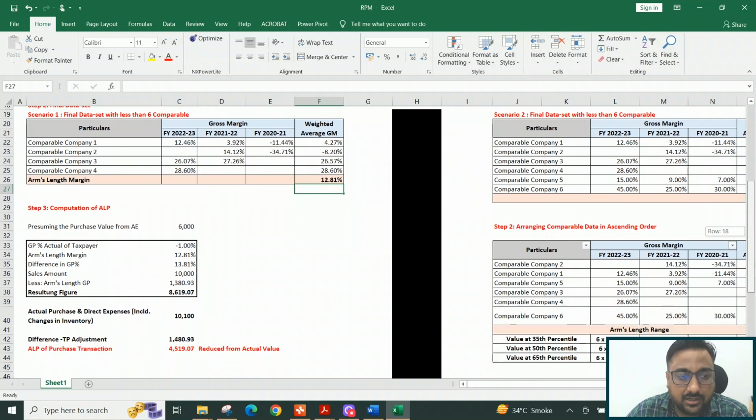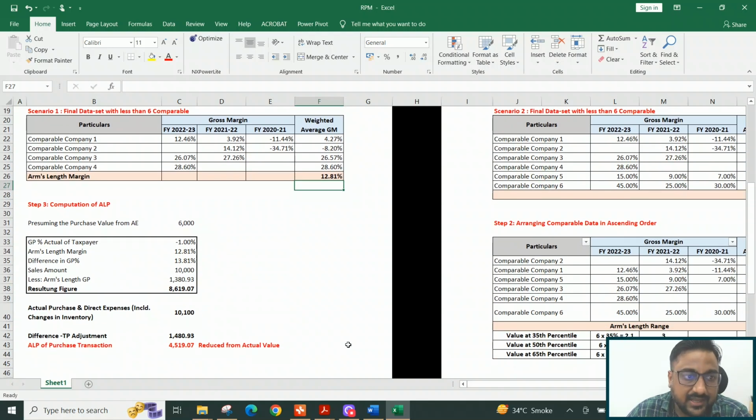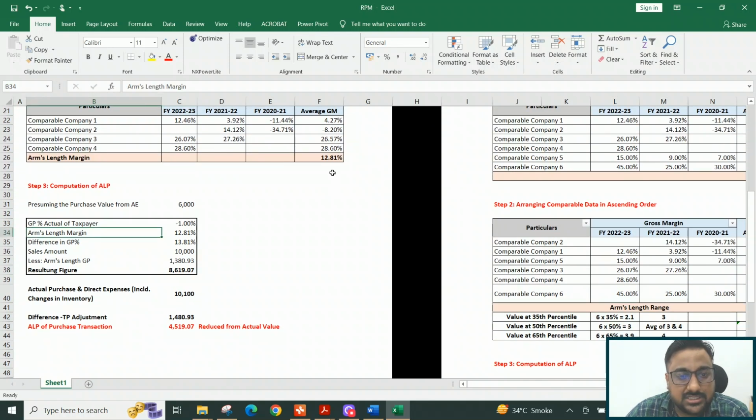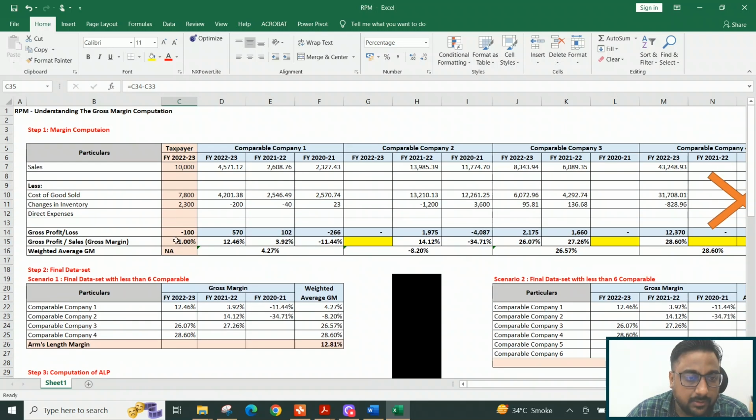Now if you see how I compute the ALP in this scenario, I have presumed here that during the year the taxpayer has purchased goods of around 6,000 rupees from its AE, right? Now if you see the gross profit percentage of the taxpayer, which is 1% in actual, and the arm's length margin is 12.81%. So there's a difference in GP percent of 13.81%, right? So that is where its profit needs to be increased to 13.81%. So technically this should be 13.81%. Right? Sorry, this should be 12.81%.